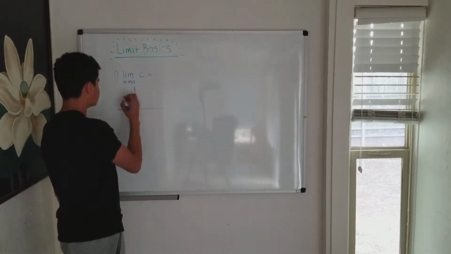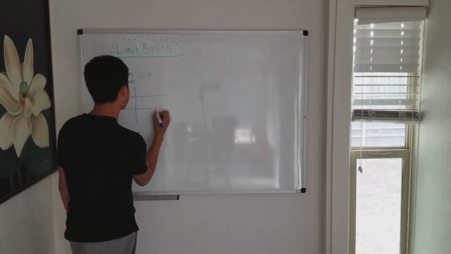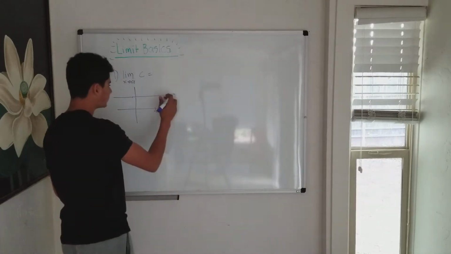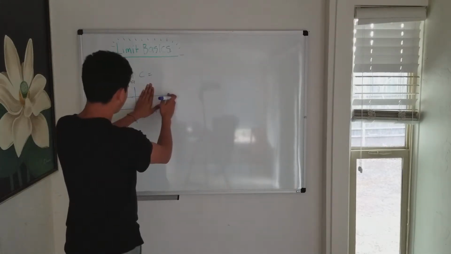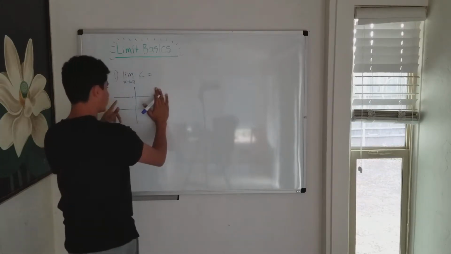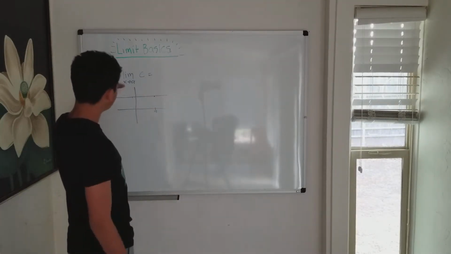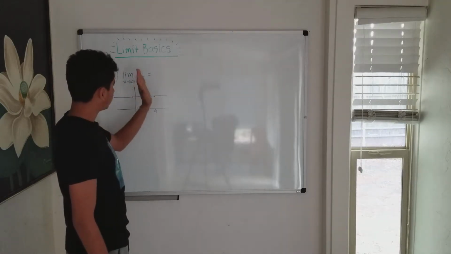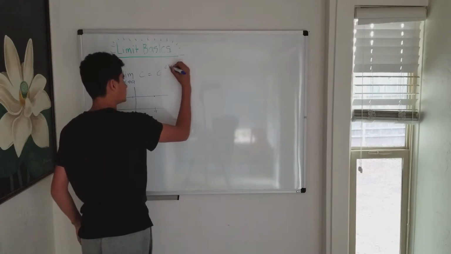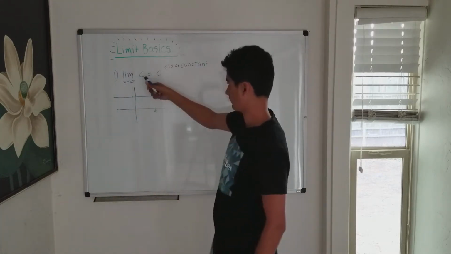So if this is c, our horizontal line would look like this. And if we have an arbitrary point a, and we're trying to find out what the limit is, if we're coming to a from the right side, where are we heading to? Or like, what's our y-coordinate? It's c. If we're coming from the left side, it's also going to be c. So basically, whenever you're taking the limit of a constant as x approaches a, it's always going to be c, the constant that you started off with.